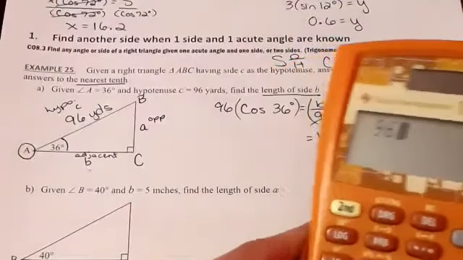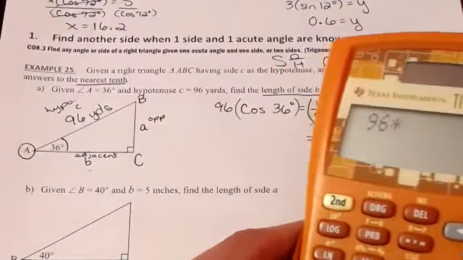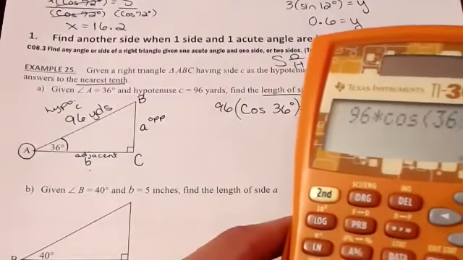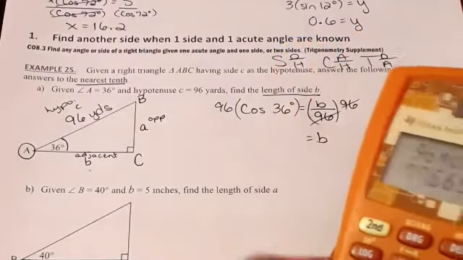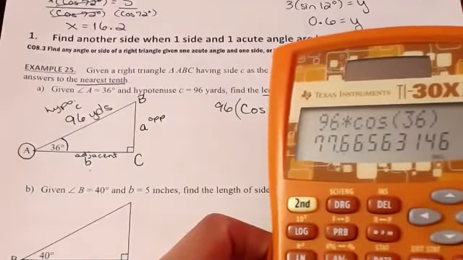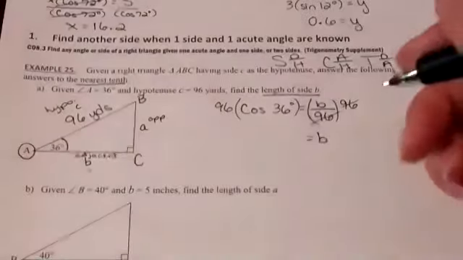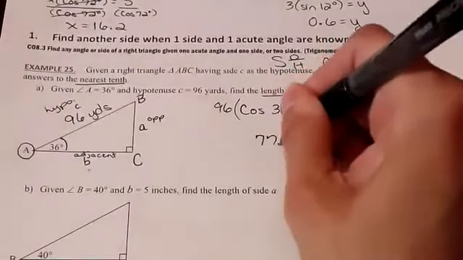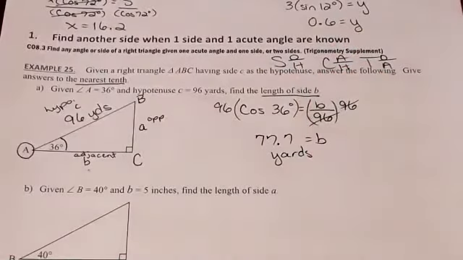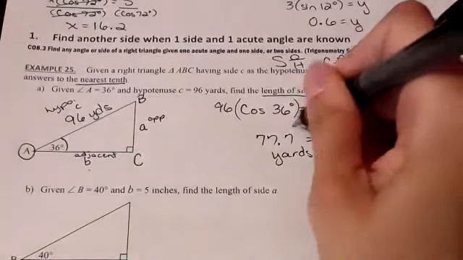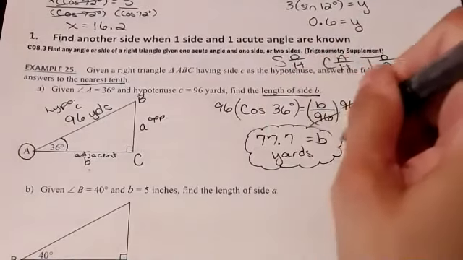So we have 96 times the cosine of 36, rounded to the nearest 10th. So we have 77.7, and we have just found the measure of side B. And I'm going to call it yards because we know that's our unit. So we're done. Side B is 77.7 yards.